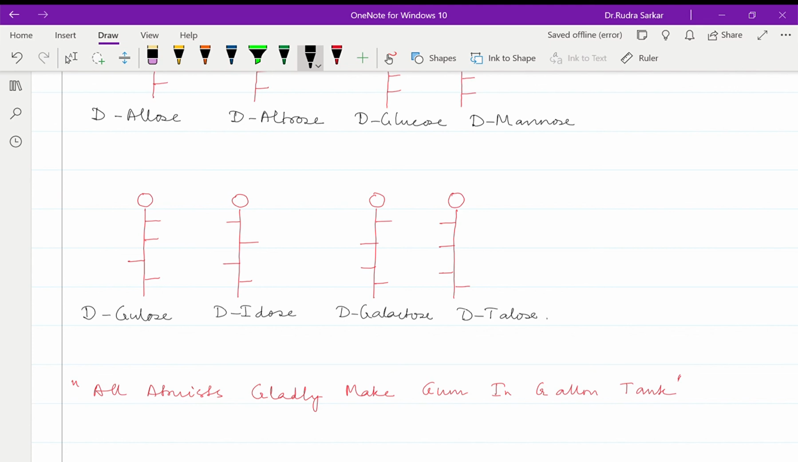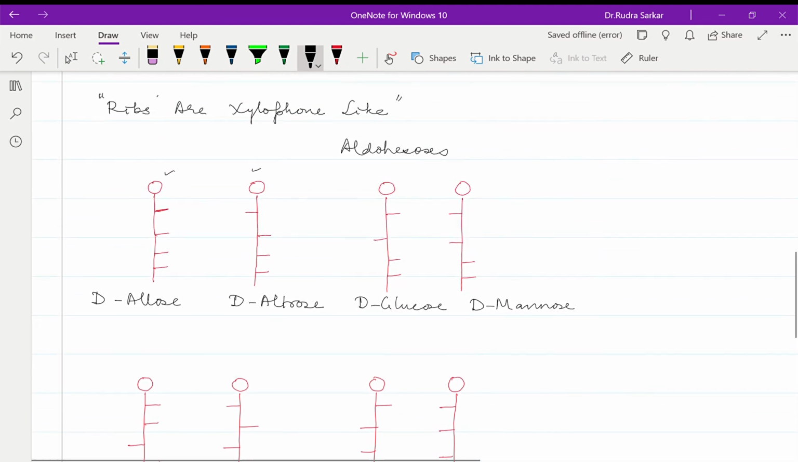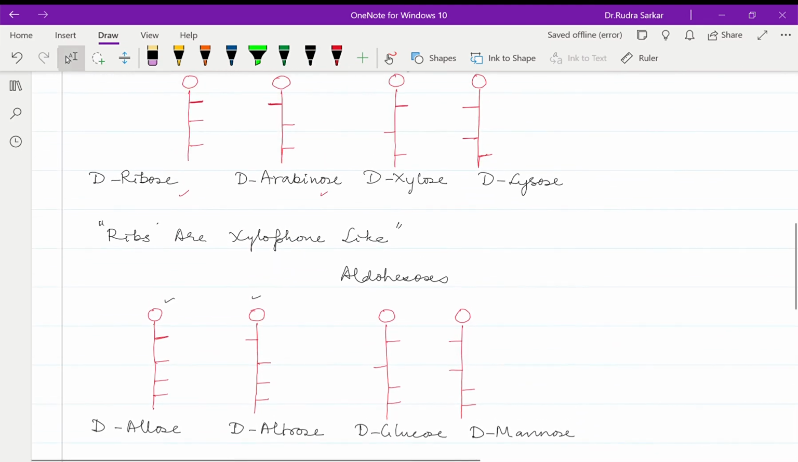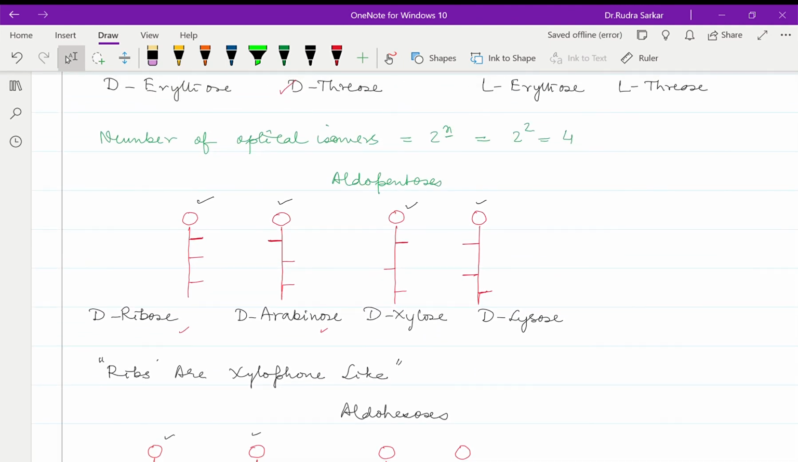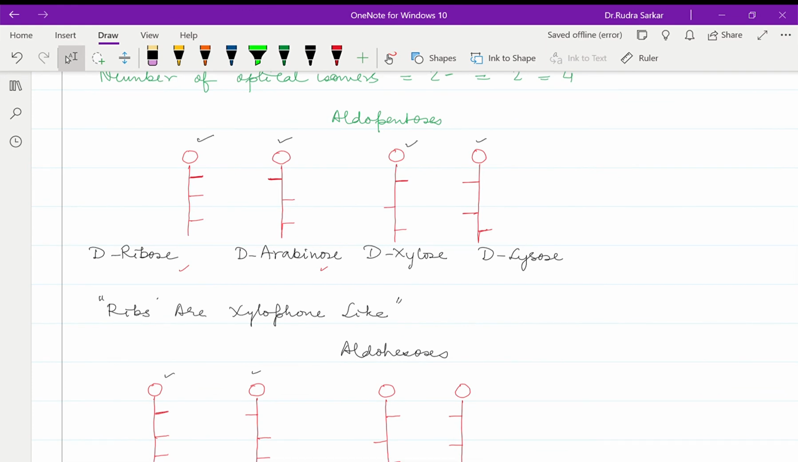So that is the way one can, without mugging up the structures, produce all the structures of the carbohydrates, that is the aldotriose, aldotetrose, aldopentose, and aldohexoses correctly, even if he wants to do it in an examination hall. Okay, just some practice and you can reproduce the whole thing in 2 to 3 minutes.